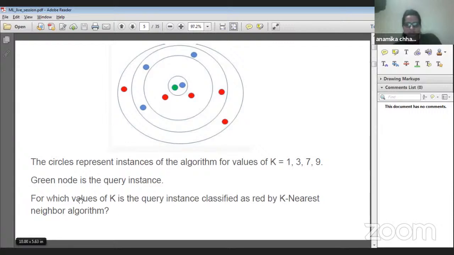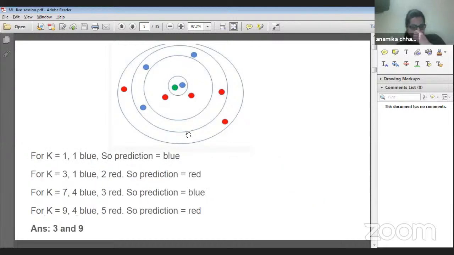The question is, for which values of k is the query instance classified as red by KNN? For each value of k, we are going to check how many red and how many blues are nearest to it. So k is equal to 1. If you see the innermost circle, we have 1 blue, so the prediction is obviously blue. When k is equal to 3, we have 2 reds and 1 blue, so the prediction is going to be the majority, that is red.